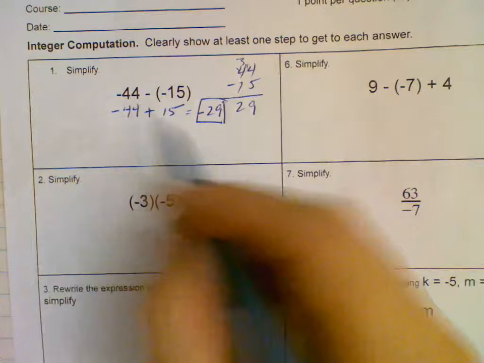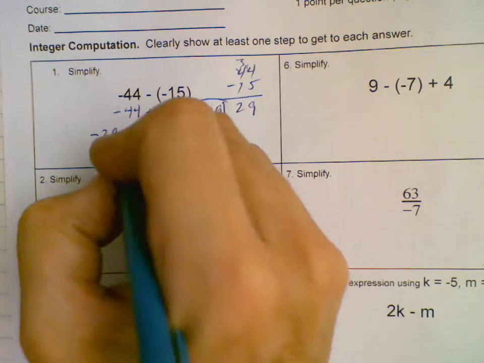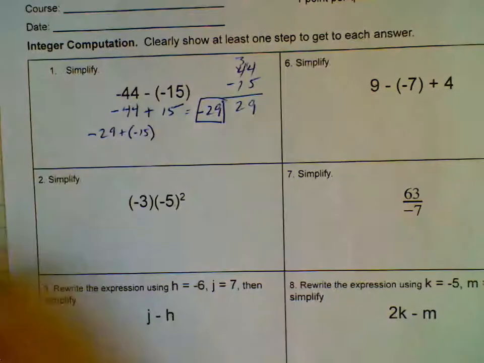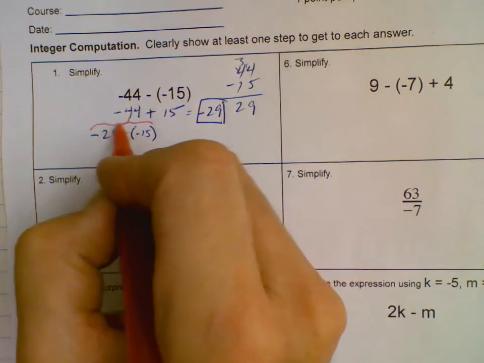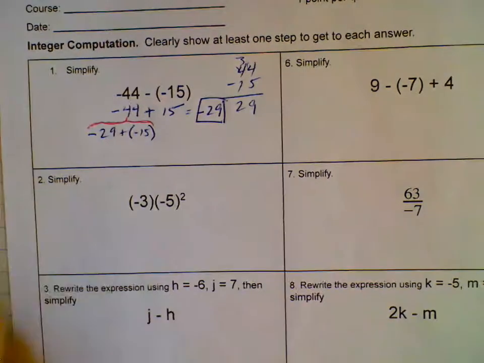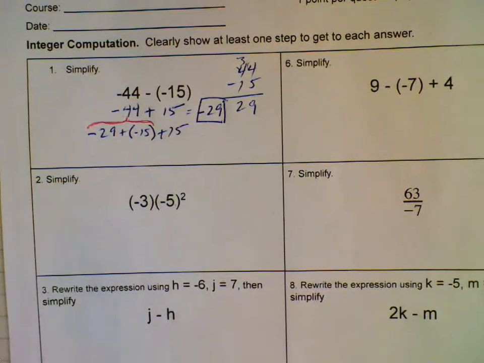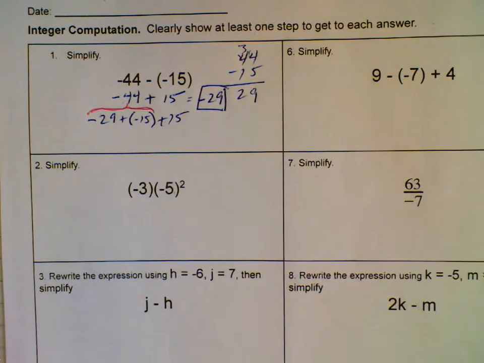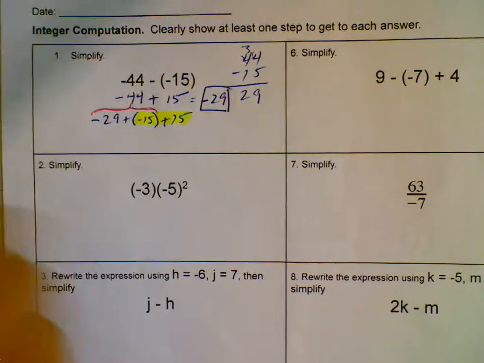One other way we can look at that is we can break the negative 44 apart into negative 29 plus negative 15. So these two right here combine to negative 44. And I'm going to add my plus 15. And the beauty about this is I have a 0 pair now. Negative 15 and positive 15 is 0. Here's my 0 pair. I'm left with negative 29.